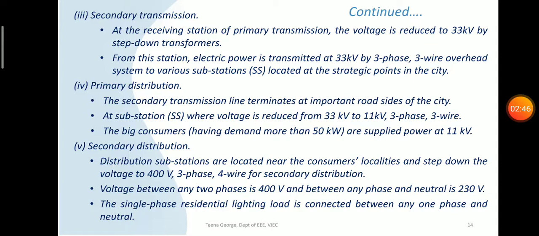Next is primary distribution. From the substations, this 66 or 33 kV is reduced to 11 kV and big consumers having demand more than 50 kilowatt are supplied by 11 kV supply. This is primary distribution, and in the secondary distribution there will be distribution substations or distribution transformers where the 11 kV voltage is converted to 400 volt and which uses a three-phase four-wire system at the secondary side of the transformer.